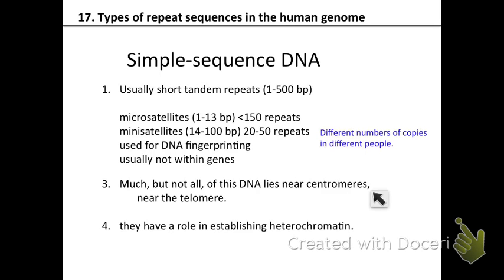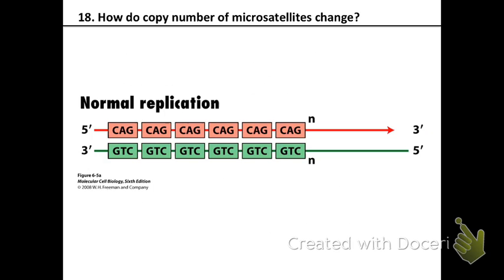Some of these microsatellites, but not all of them, are actually found near centromeres and near the telomeres. We can talk more about this as we go into chromosome structure later in the semester. And they have a role in establishing heterochromatin. Again, it's a structure we're going to talk about later.